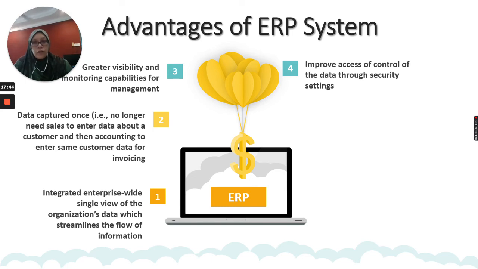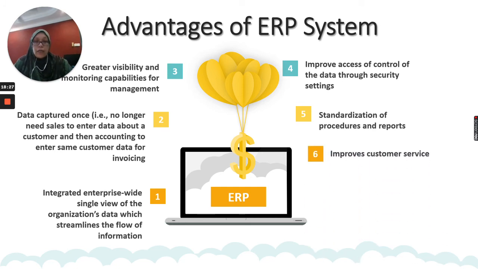The access control is also important because it controls who can access this database, and it is better compared to when the data is kept in different places. Okay, and this is related to the security measures. Then also they can standardize the procedures and reports, compared to when it is kept in different places. So maybe in a different place, a different module has different procedures and reports. So when it is kept in one place, they can standardize everything using one procedure only. And then improve the customer service.